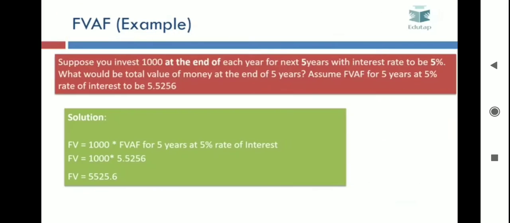Right. Let's see how we can use the future value annuity factor in a question. Suppose you invest 1000 at the end of each year for the next 5 years and the interest rate is supposed to be 5%. Now you have to find what shall be the total value of money at the end of 5 years. You have to tell me what would be the total value of money at the end of 5 years. And you have to assume that the future value annuity factor for 5 years at 5% rate of interest is 5.526.